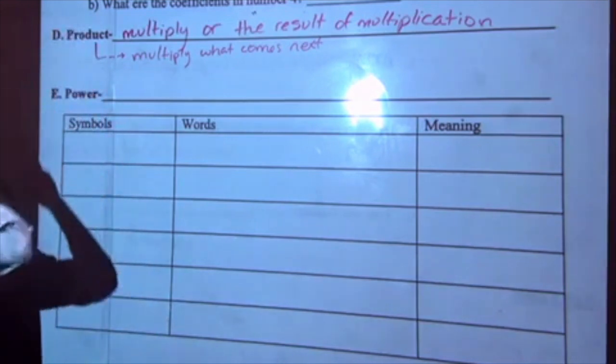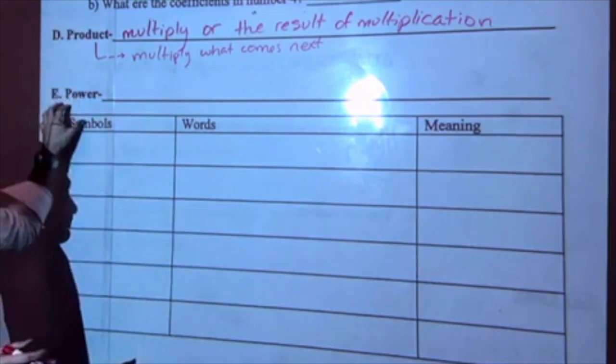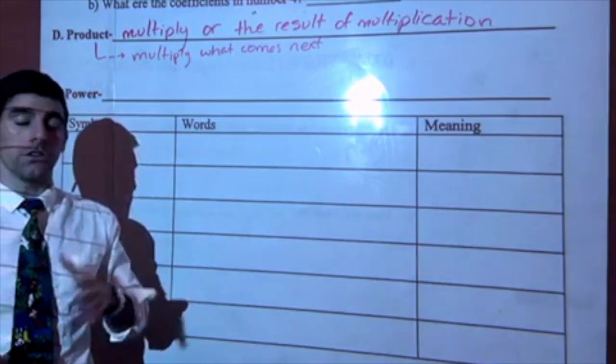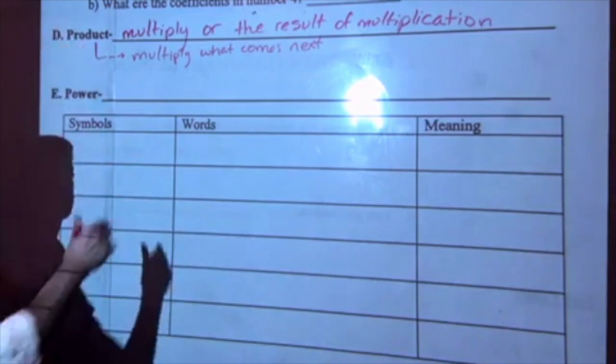Also, when thinking about product, sometimes students confuse this with power. If you read a word problem that was saying to double a value or triple that value, that's still talking about product.